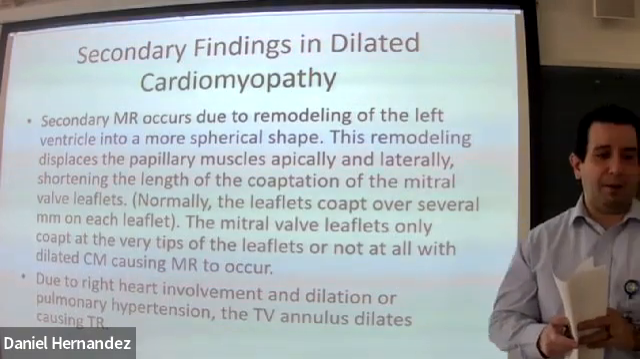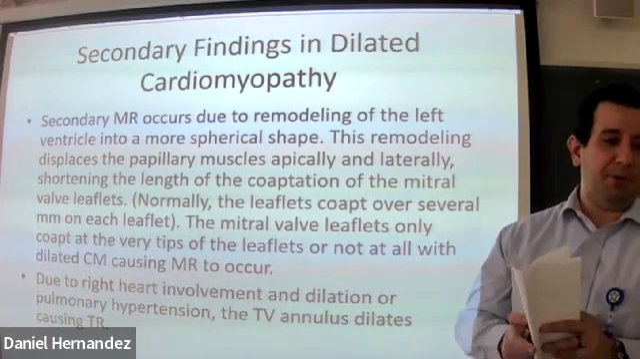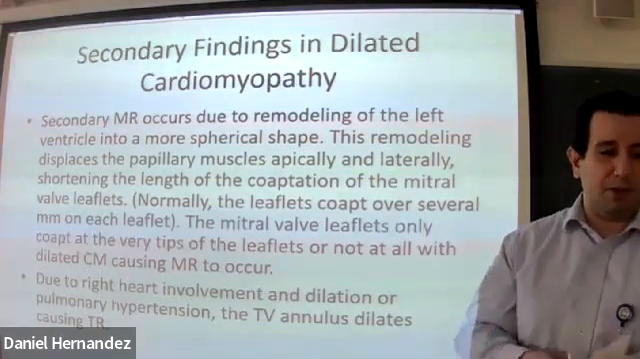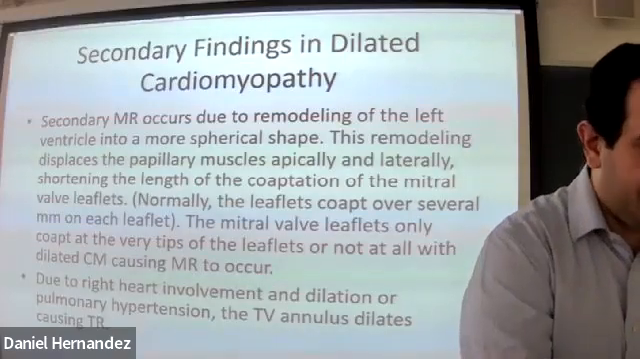Due to right heart involvement and dilatation or pulmonary hypertension, this tricuspid annulus will also dilate, and this causes our tricuspid regurg.